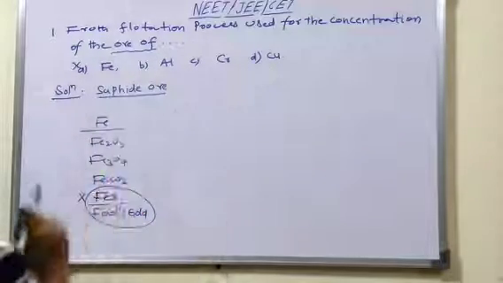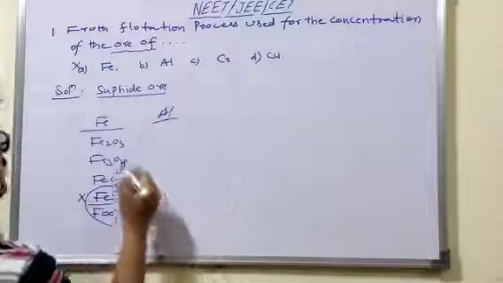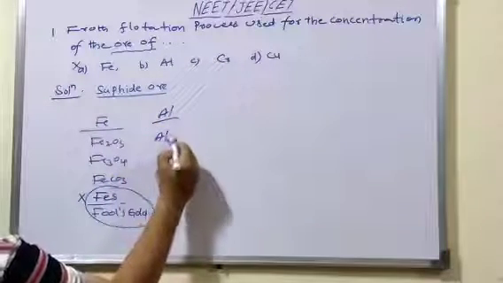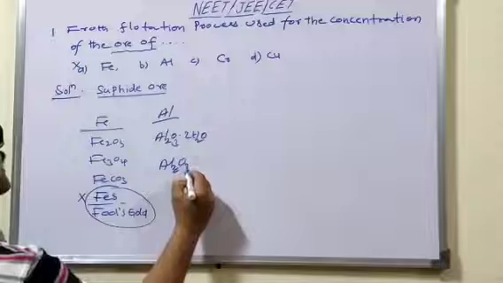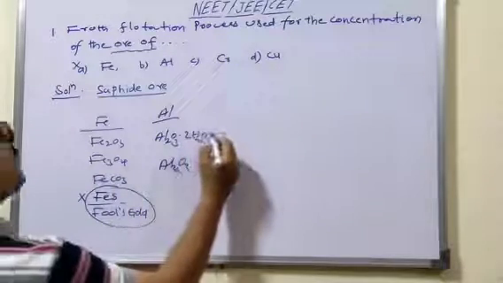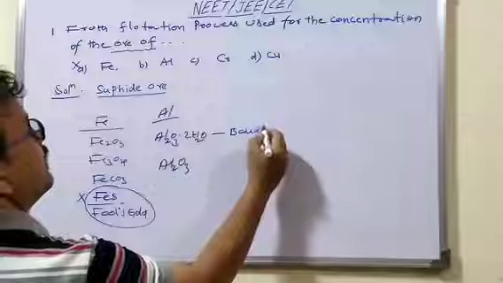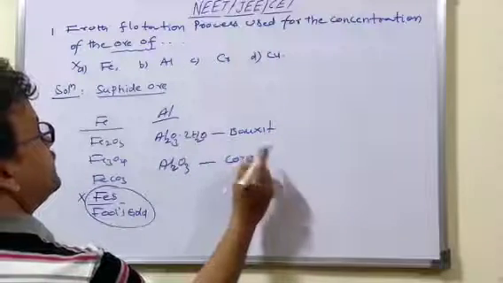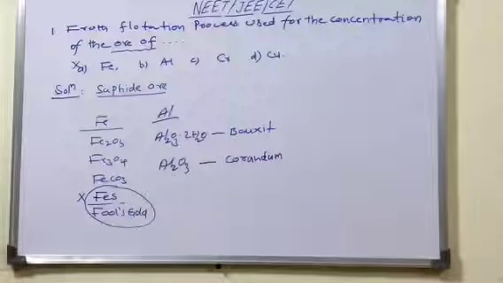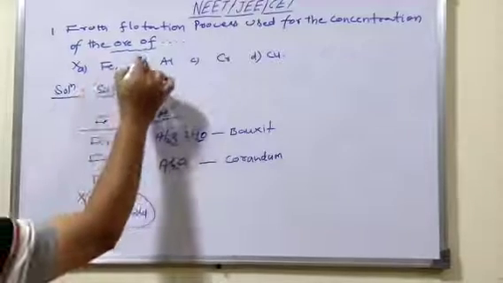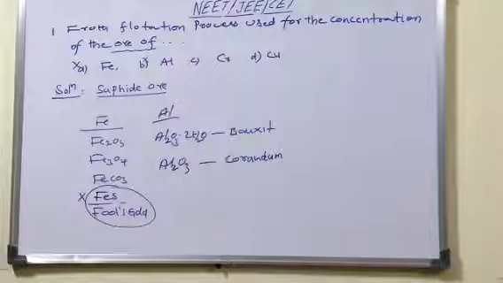Option B, aluminum. Aluminum has the minerals Al2O3·2H2O, Al2O3 like that. This we are calling bauxite, and this we are calling corundum. So these two are oxides, not sulfide ores. That's why aluminum is not concentrated by the froth flotation method.